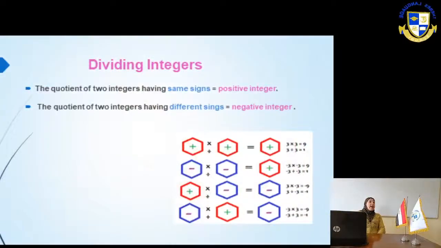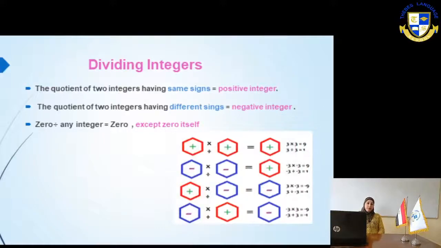0 divided by any integer equals 0, except of course if it's 0. 0 divided by 6 is 0. 0 divided by negative 8 is 0. Okay? Take care, I can't divide any integer by 0. So it's not possible.